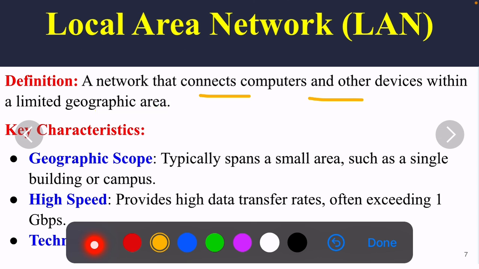Then what are the key characteristics of the LAN? First is geographic scope. It typically spans a small area such as a single building or campus, or like a home or office. Then it gives high speed. It provides high data transfer rates, often exceeding 1 Gbps. Why? Because this network is smaller, so it gives high speed.